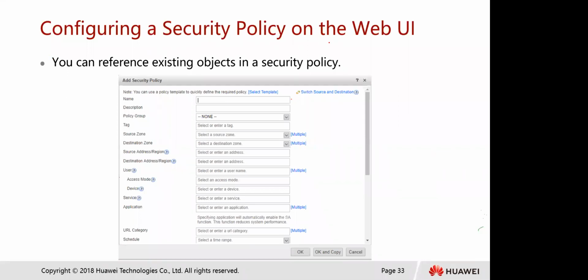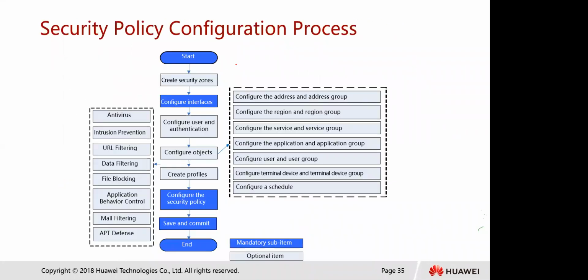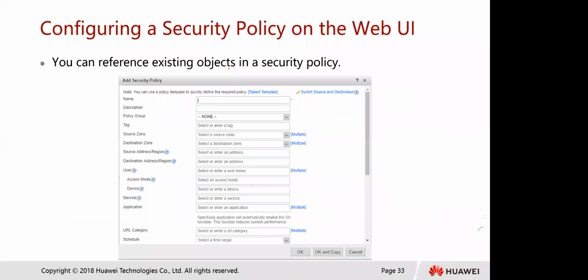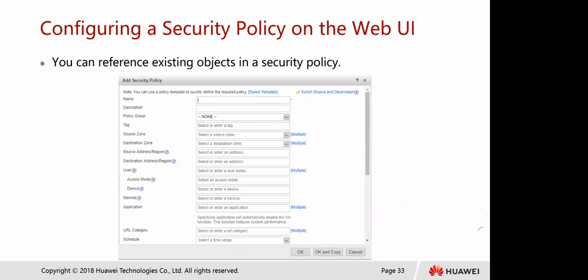schedule. Configuring a security policy, you can reference the existing objects in a security policy, and we shall see how we can add the policy in our system. So just to go back, configuring a security policy, we'll look at the procedure when we get there. Some of these things are really straightforward. Choose policy, go to security policy, and then click on add, enter the name and description, define the matching conditions.